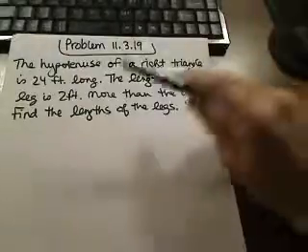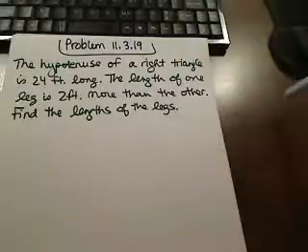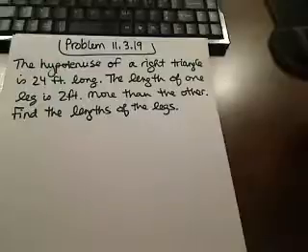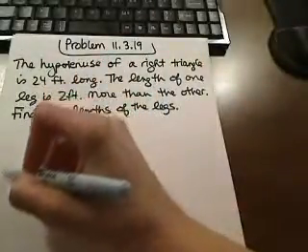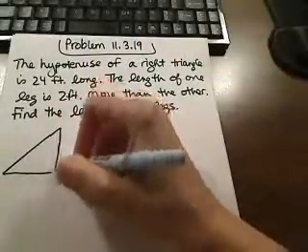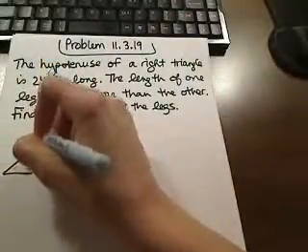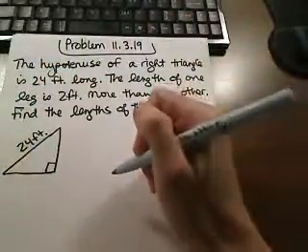So this problem says the hypotenuse of a right triangle is 24 feet long. The length of one leg is 2 feet more than the other, and we want to find the lengths of the legs. So the first thing we should do in this problem is draw ourselves a picture. We are talking about a right triangle, and the hypotenuse is 24 feet long.